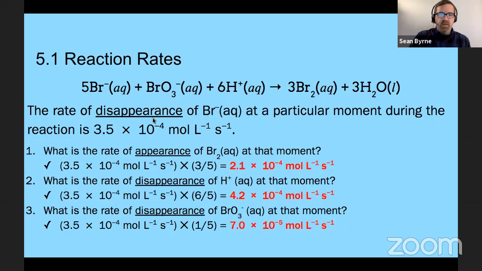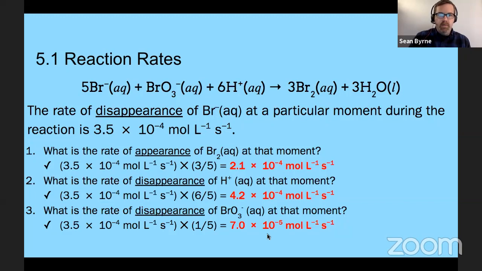If this is the disappearance of bromide, we would probably talk about this as a negative number. I should have included a negative here. Okay, we're going to talk about the appearance of bromine. I would probably have a positive here, and these, because they're disappearances, would also be negatives. So that's something that we would want to be a little bit more consistent on when we're looking at our answers.